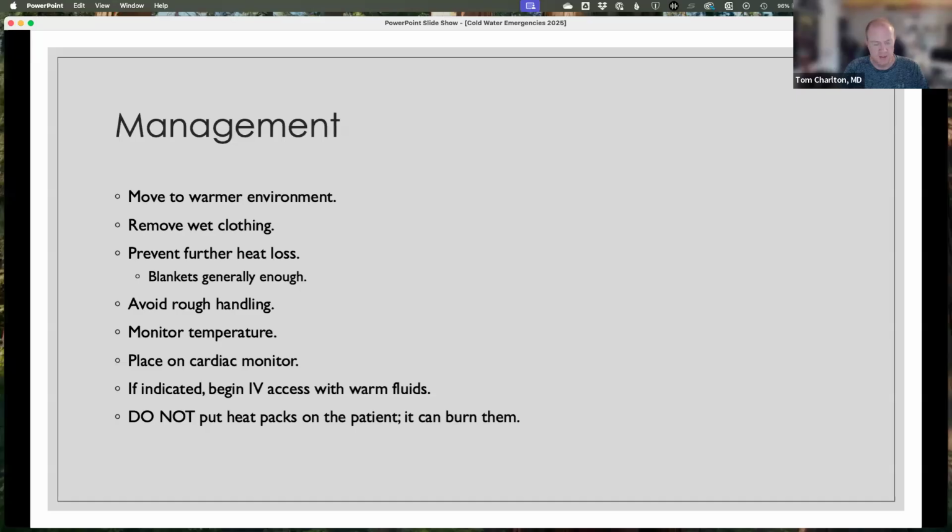Their skin is numb, it may be frostbitten, and so they have no sensation left in it. And if we put that heat pack there, they're not going to feel the discomfort of their skin beginning to break down, et cetera. And so we don't recommend putting heat packs on the patient any longer. Just crank up the heat in the truck and get them in the blankets.